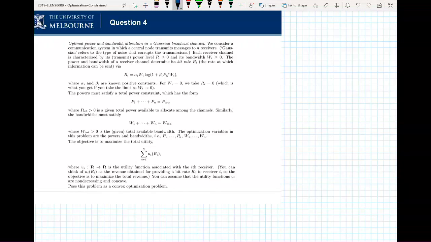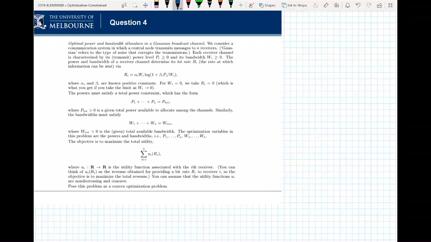So the power level and the bandwidth together determine your bit rate in a wireless communication, which should sound reasonable to electrical engineering students, right? And then the total transmission power, over n receivers, the power that you send to all of the receivers should be constrained. You have a total power constraint.